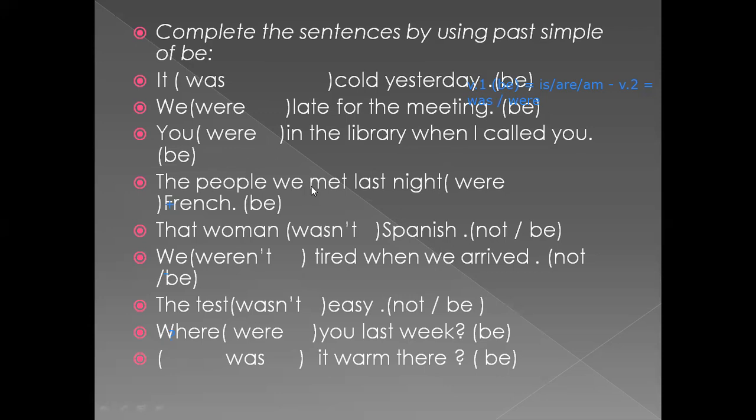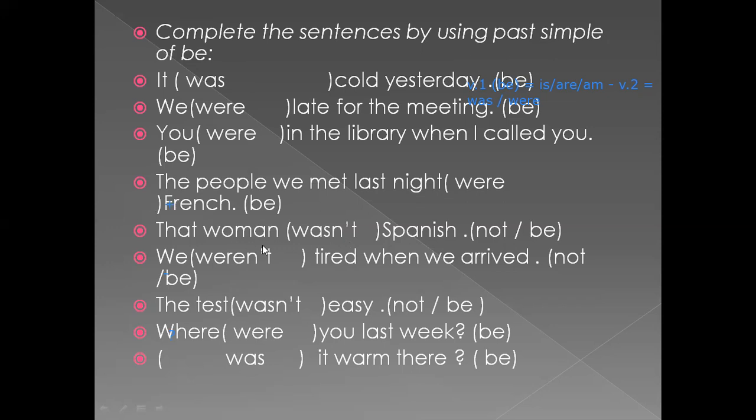The people we met last night were French. Here we used were because of the subject, which is the people, and people is more than one person. Okay, it's a plural subject. Grade 7. Okay, so we should use were. That woman wasn't Spanish. Okay, look at it, grade 7. That woman. I said woman, not women. When I said woman, it's a singular subject.